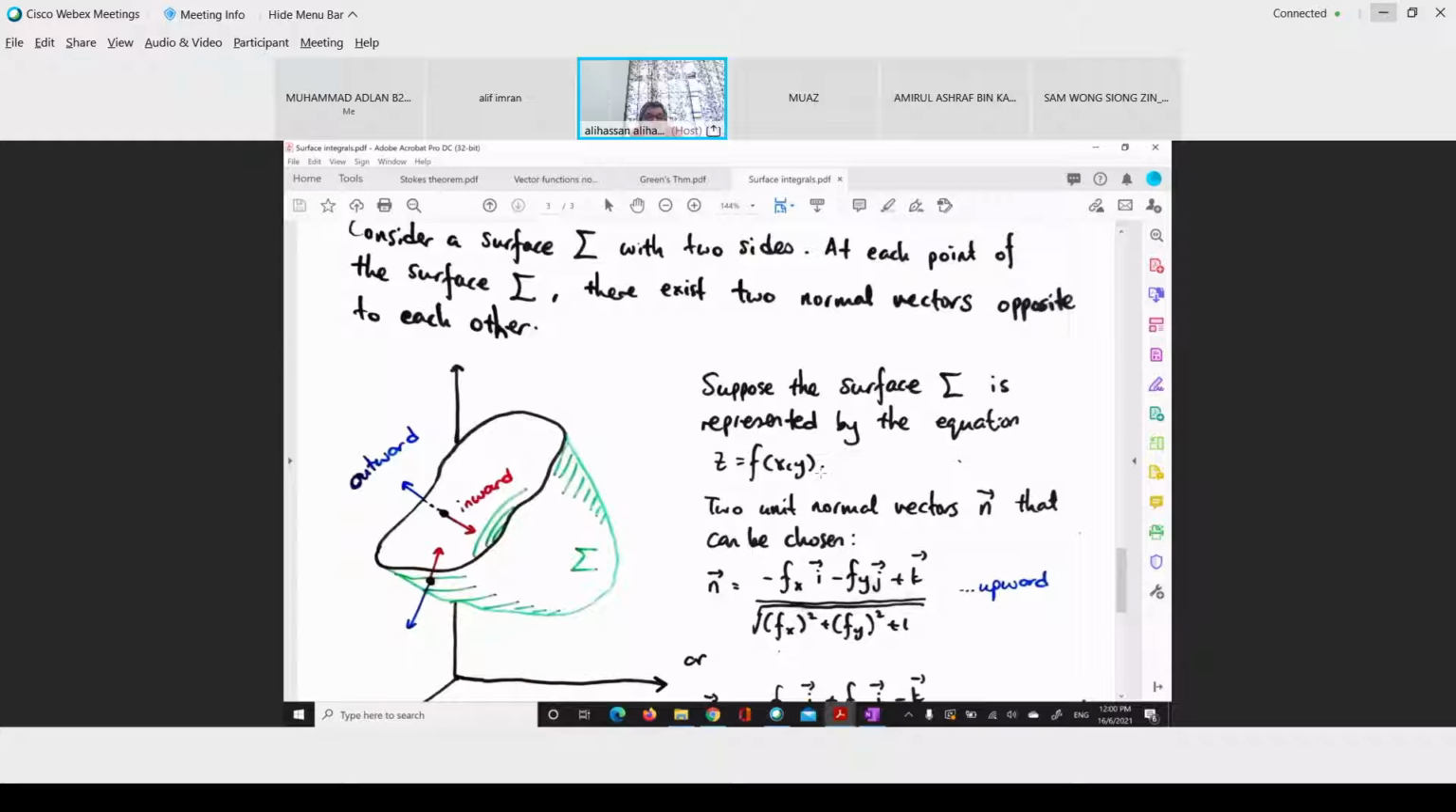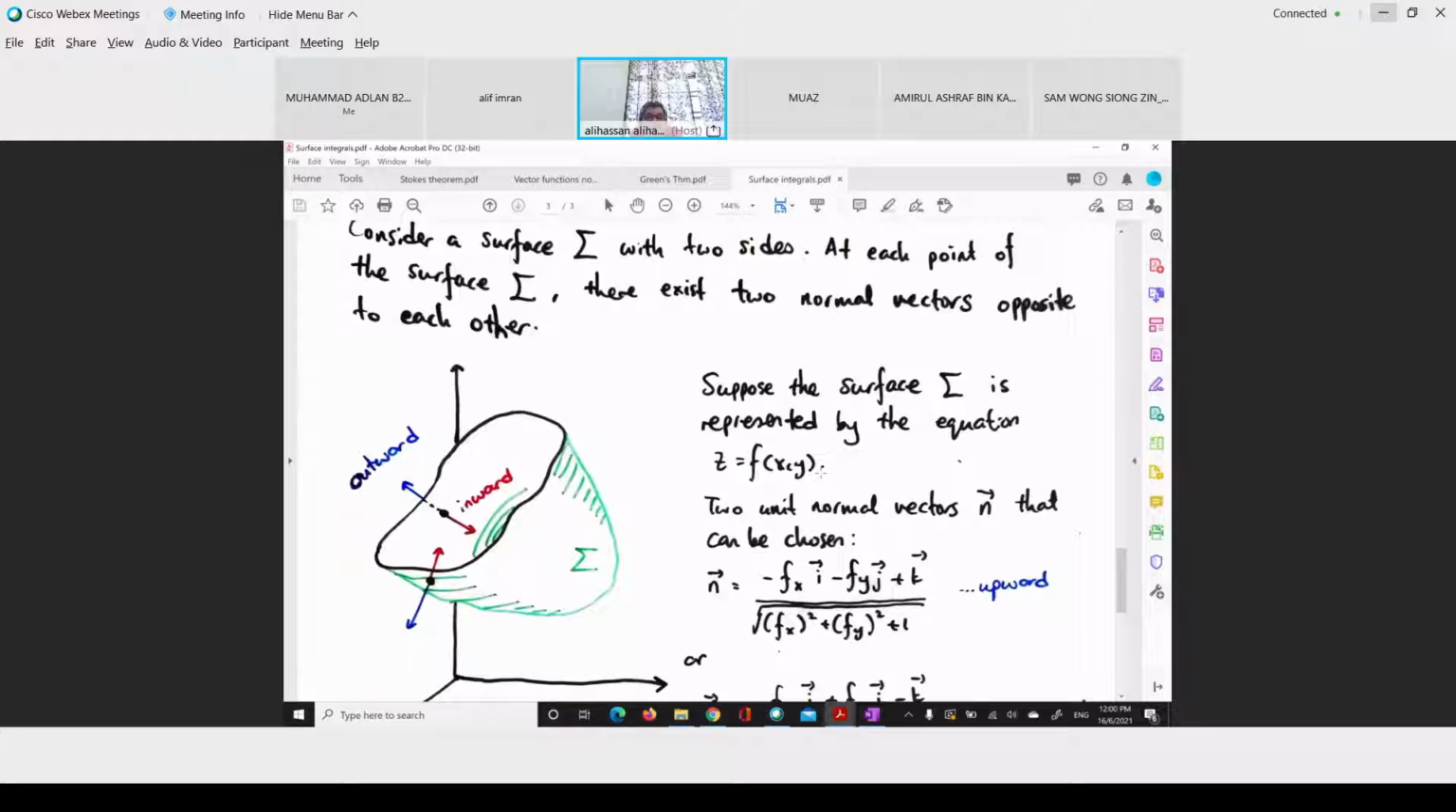Okay, now we move on to a more challenging case, where now the surface sigma is any surface in three-dimensional space. And suppose we have a fluid passing through this surface. You see, the surface sigma is no longer flat. It may take a curved form, right?